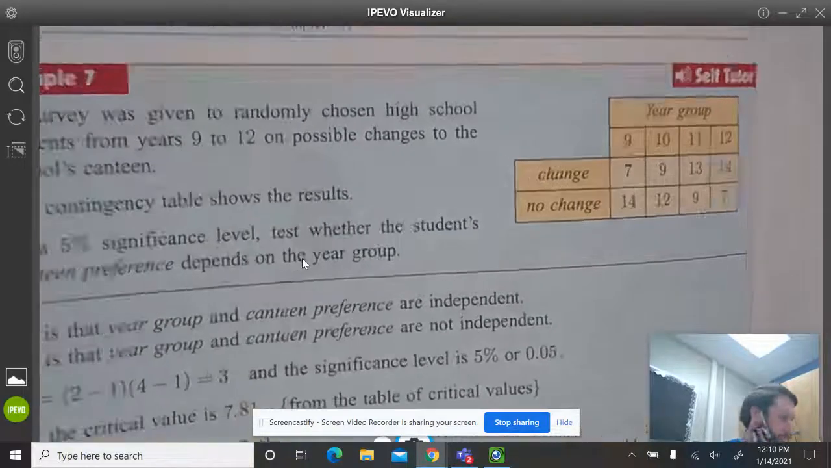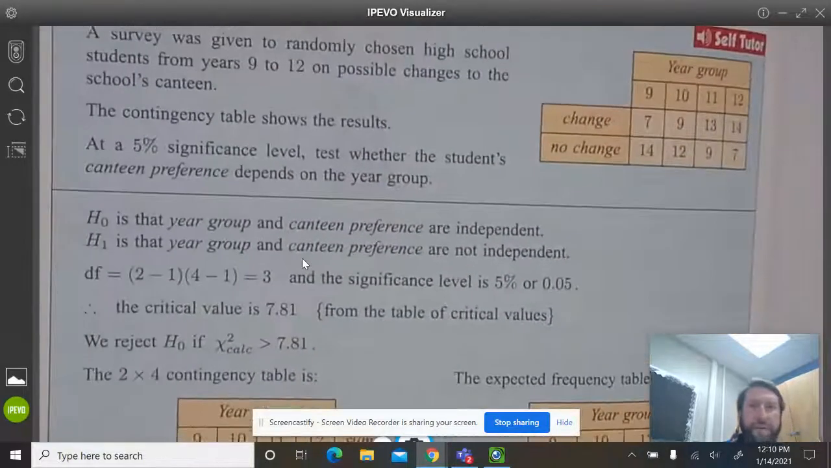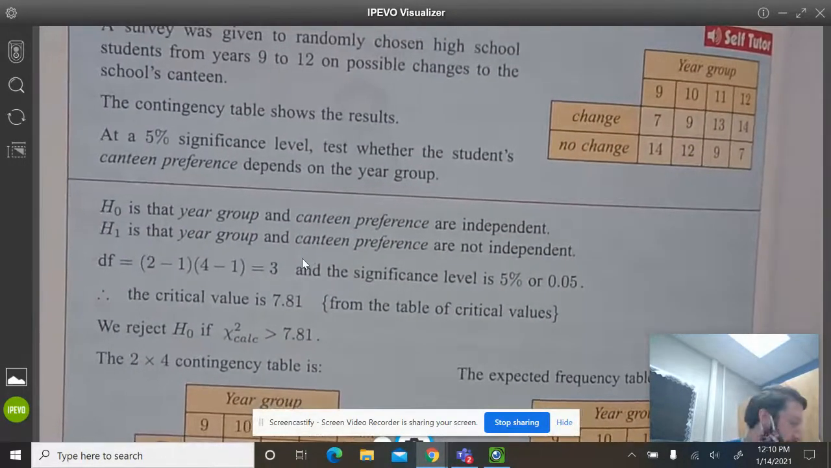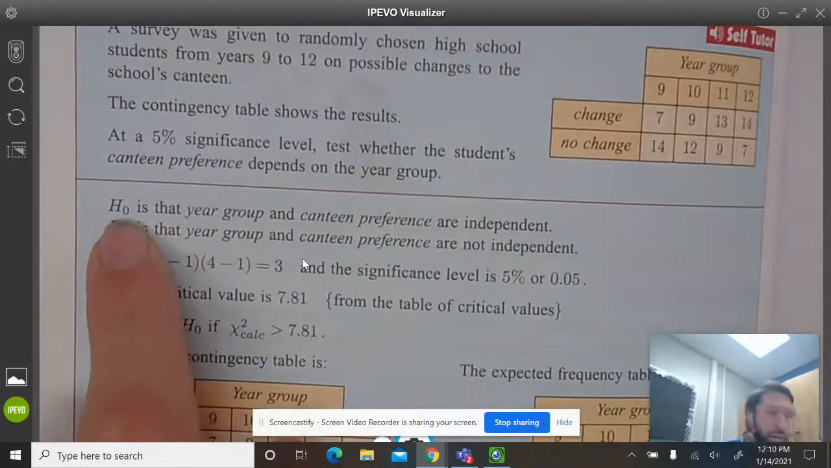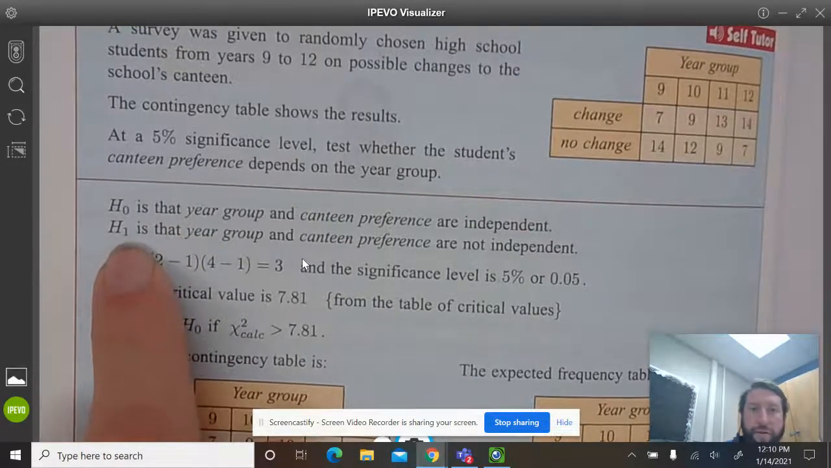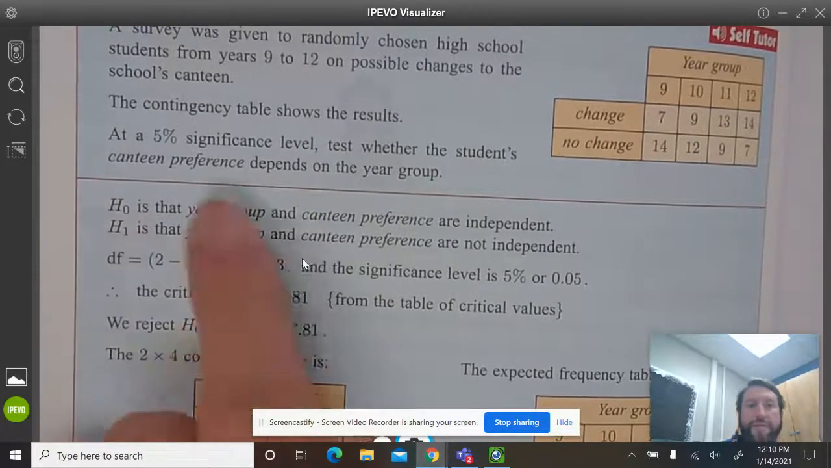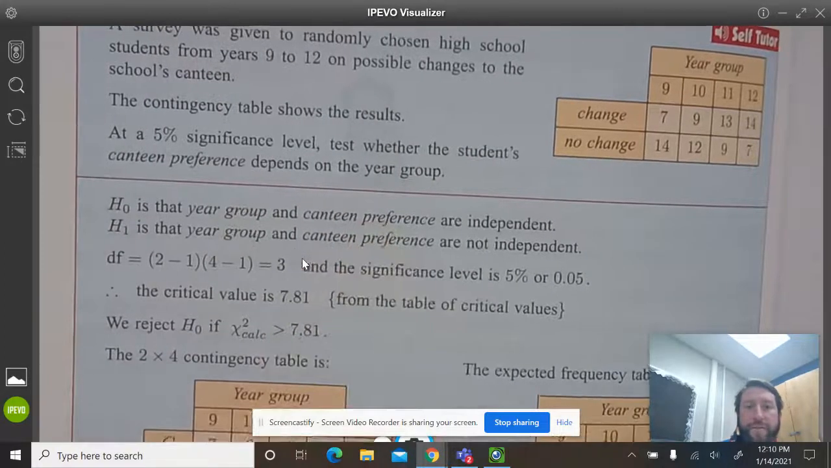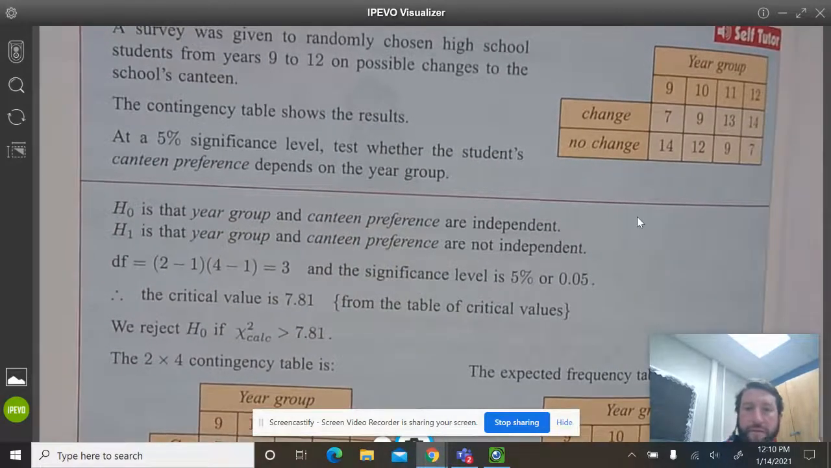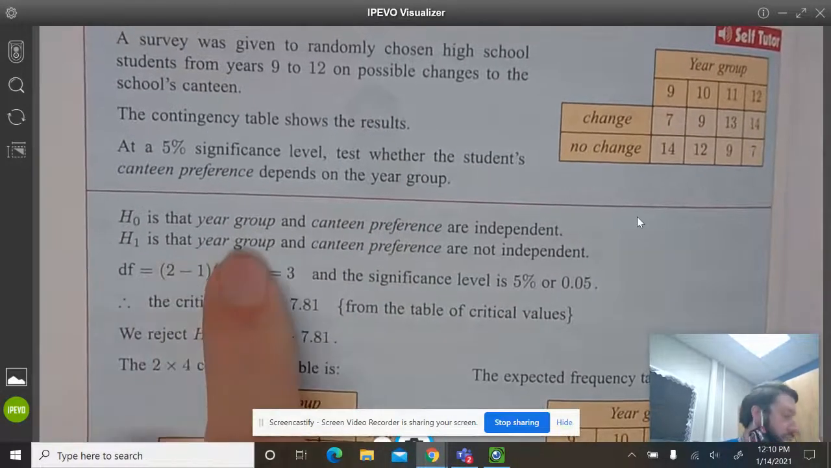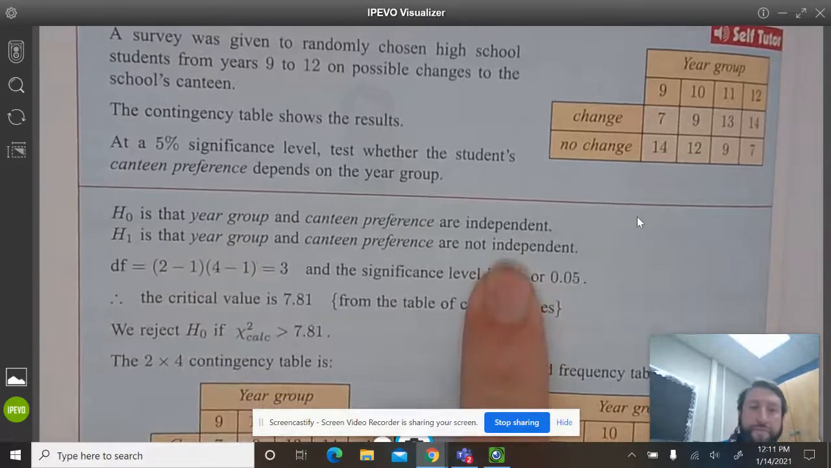So let's follow the steps. First of all, step 1, state H null and H1. So your null hypothesis and your alternative hypothesis. The null hypothesis is that year group and canteen preference are independent. That's the null. And then your alternative is that they are not independent.